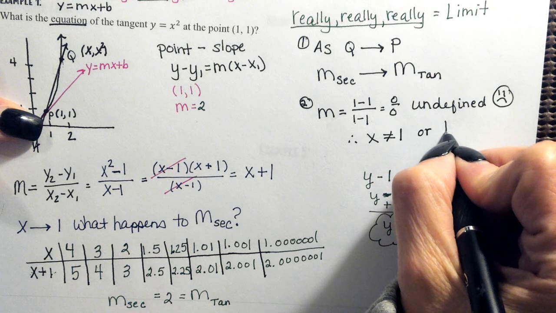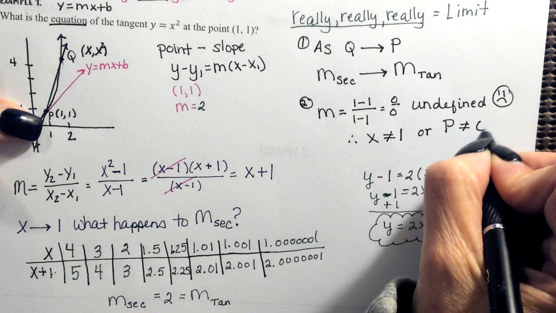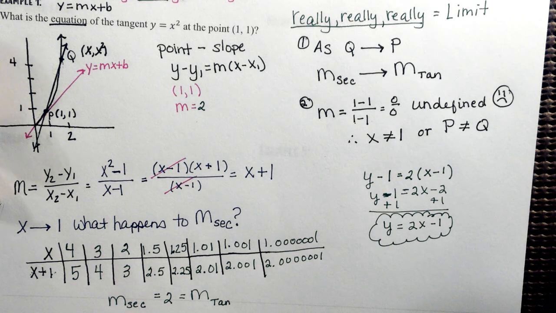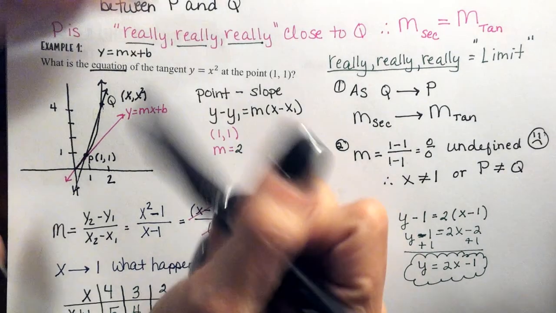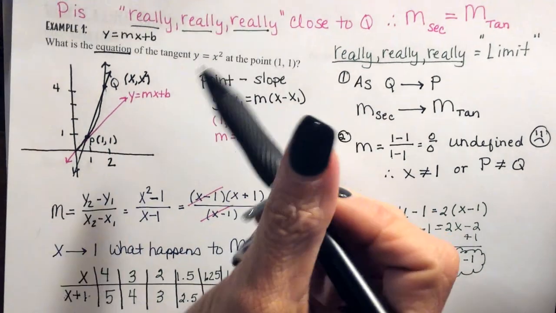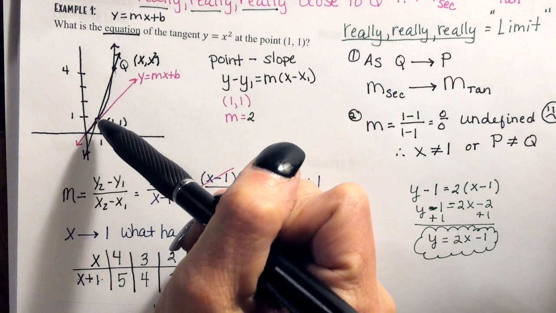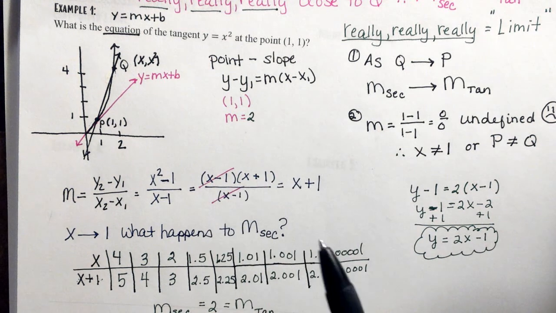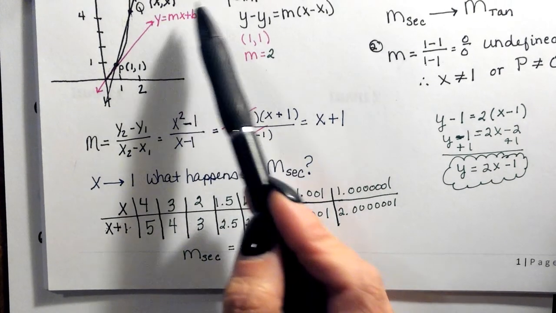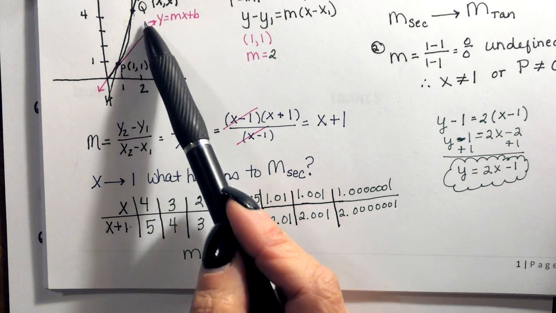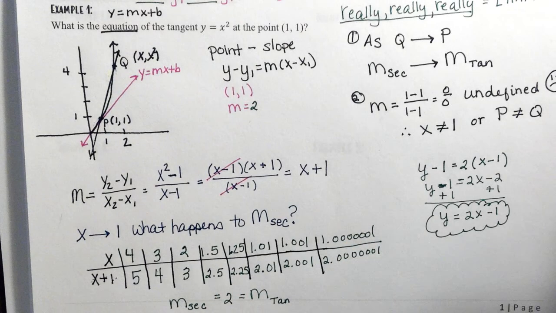Therefore, x cannot equal 1. Or, in our case, P cannot equal Q. I have to have 2 different points. Okay, you can't do it with just that 1 point. You have to do a limit as Q approaches P to figure out what that value of the slope is going to be. So we did it down here. We did the slope when x is 4, in other words, as Q moved down the line, what does my slope do? Okay, so hopefully you're with me on that, and you're like, oh, okay, that wasn't too bad.